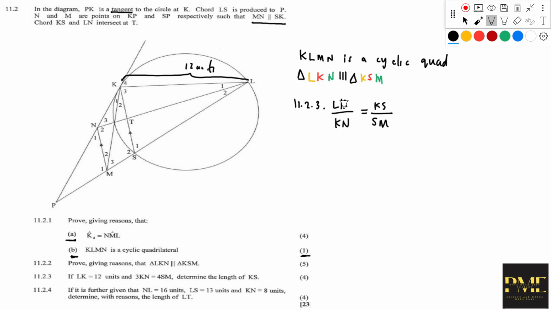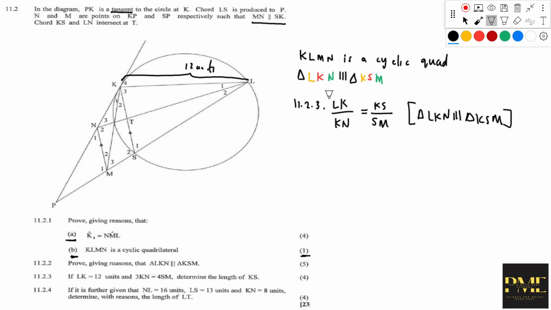So, siyabona guys, la ukuthi siyazi ukuthi ke this is true, right? Because why lokhu kuyiqiniso? It's because triangle LKN is similar to triangle KSM, guys. Okay, so once you make use of your proportionality, you have to show ukuthi why usho njalo, okay.